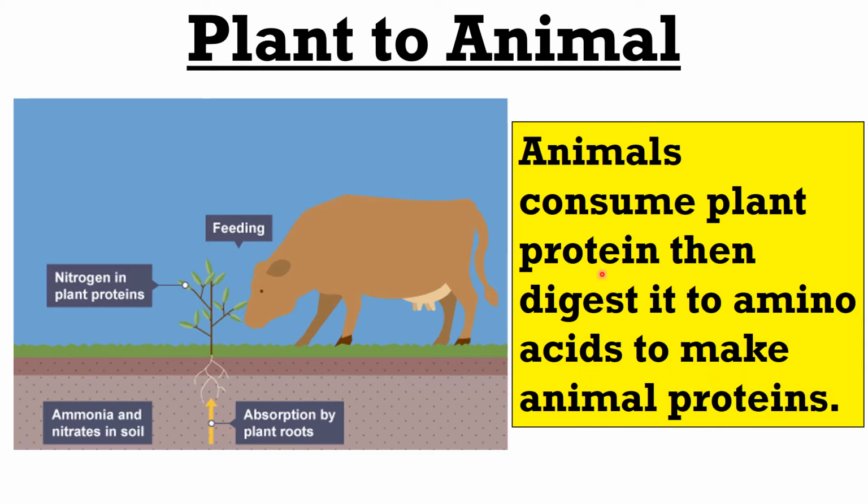So it seems a bit strange, doesn't it? It's kind of reversing what was done previously. So plant turns nitrates into amino acids and into protein. Animal comes along, eats the protein, then digests it to amino acids, and then makes it into its own animal protein. Okay, that's the way that this works.